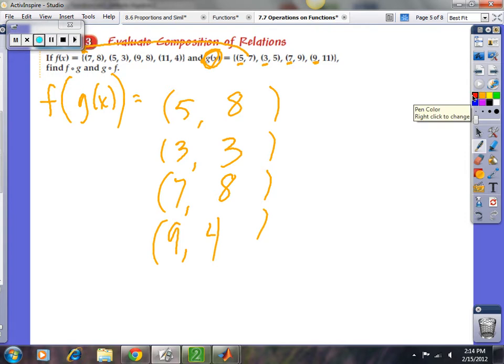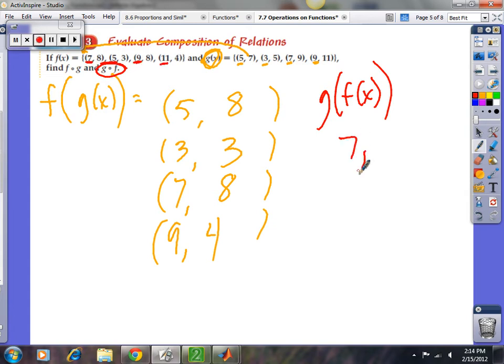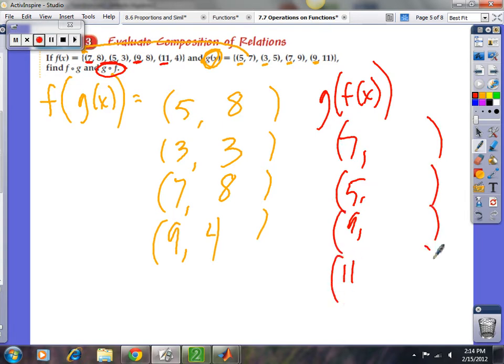That's one half your answer. Now let's do this one. G of f of x doesn't work. Let's do g compose f. So it's going to be g of f of x. Now this time you've got to start with f of x. F of x are these 4 points right here. So my 4 inputs are 7, 5, 9, and 11. So I need to find something for 7, something for 5, something for 9, something for 11. That's what your instructions say. Find f of g, find g of f.